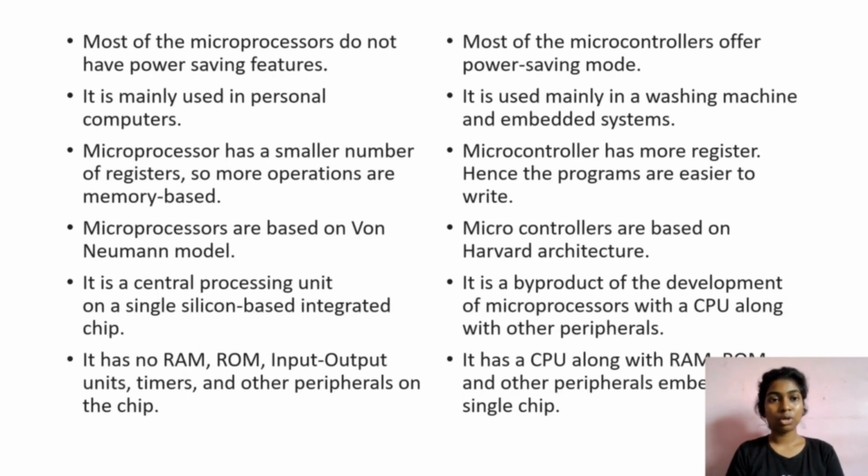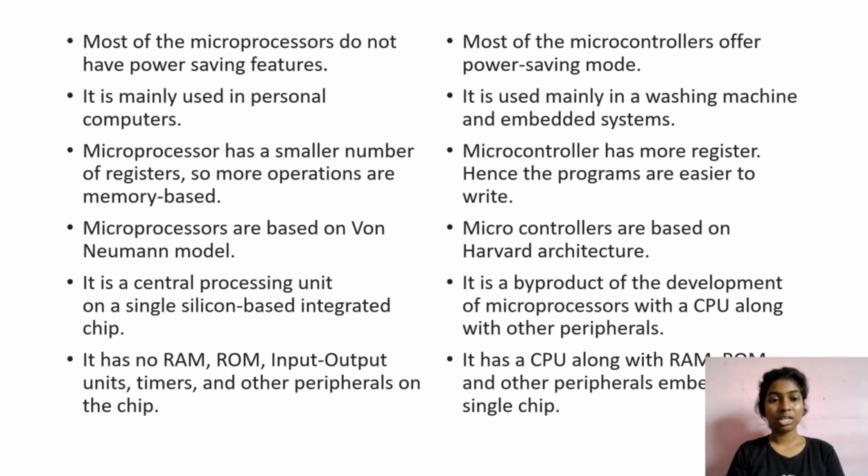Most microprocessors do not have power saving features. Most microcontrollers offer power saving mode. Microprocessors are mainly used in personal computers, whereas microcontrollers are mainly used in washing machines and embedded systems. A microprocessor has a smaller number of registers, so more operations are memory based. Microcontrollers have more registers, hence the programs are easier to write. Microprocessors are based on the Von Neumann model, whereas microcontrollers are based on Harvard architecture.